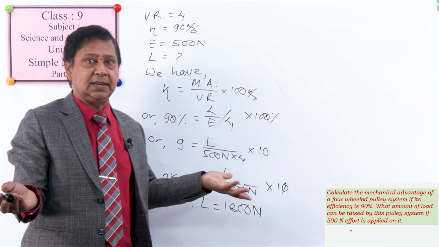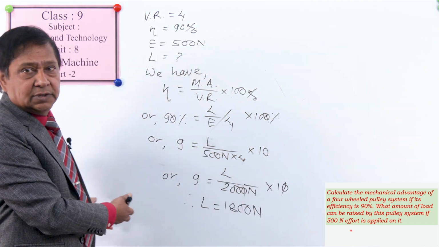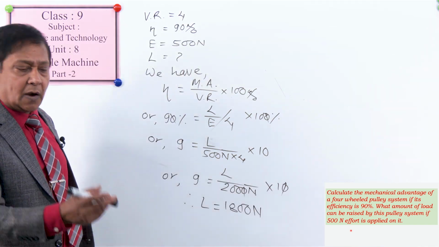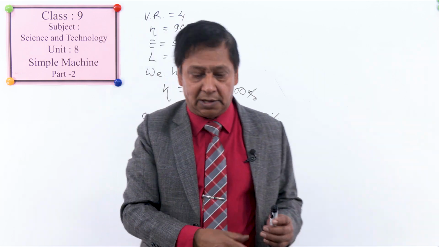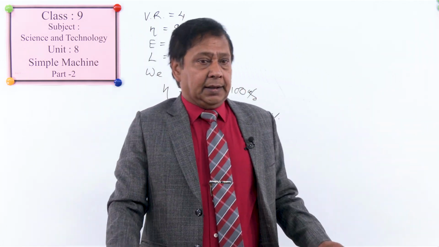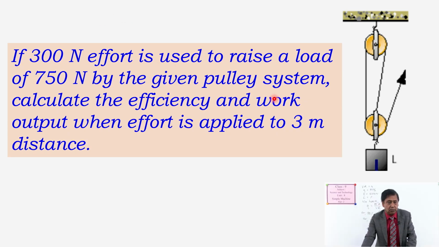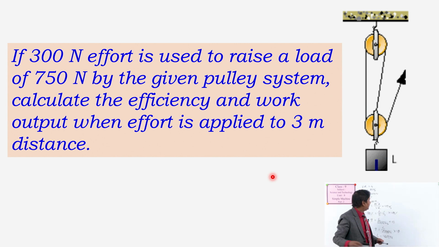It is very easy. We can solve this numerical problem easily. Now I want to show you another numerical problem also. Look at this. If 300 Newton effort is used to raise a load of 750 Newton by the given pulley system, calculate the efficiency and work output when effort is applied to 3 meter distance. Now I am writing the information given in this numerical problem and we will solve it easily.